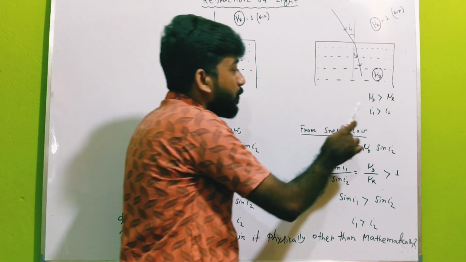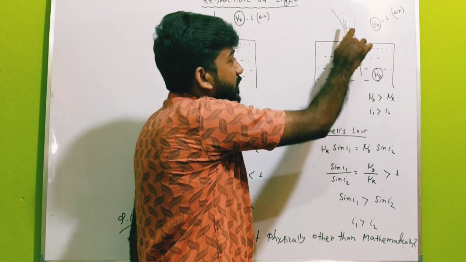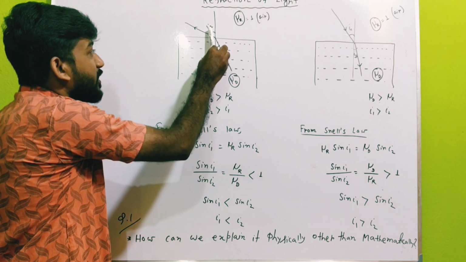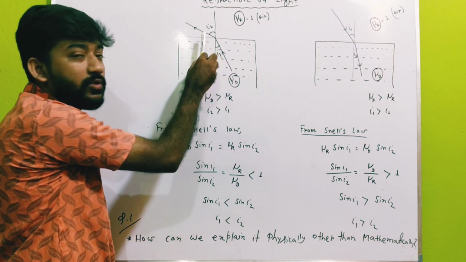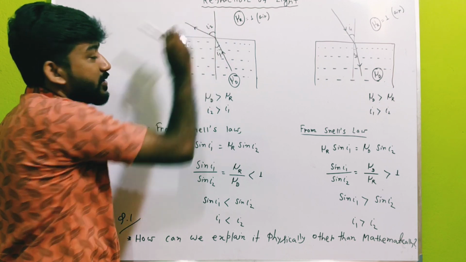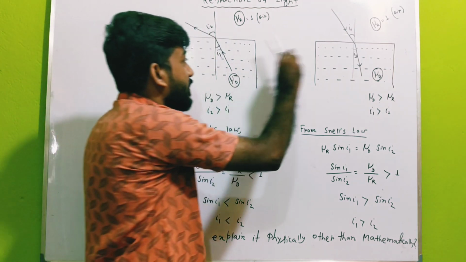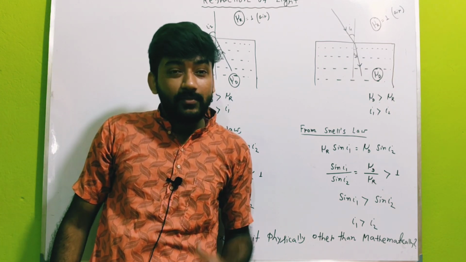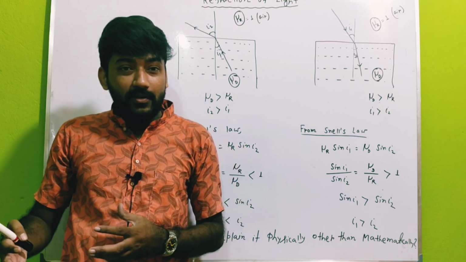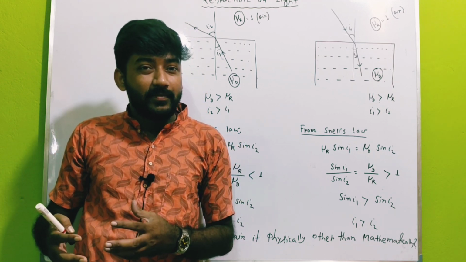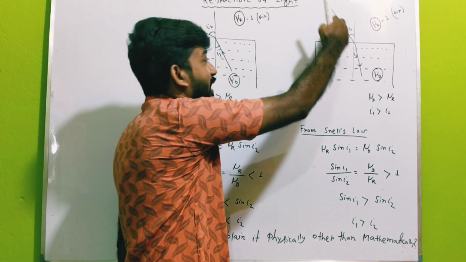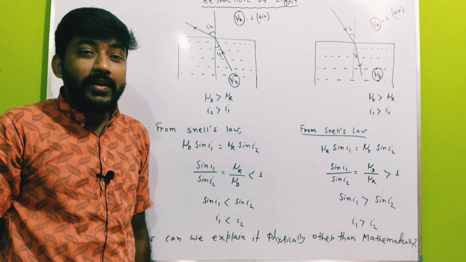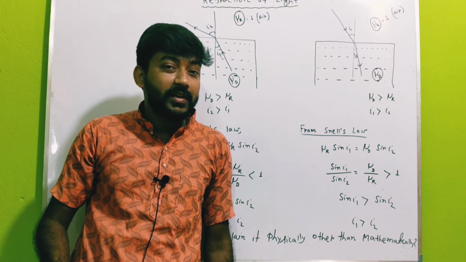So if we can prove that I1 is greater than I2, it will automatically prove that the light ray bends towards its normal. Similarly, if we can prove that I2 is greater than I1, it will automatically prove that the light ray bends away from the normal. First, let me discuss this mathematically using Snell's law. Then I will discuss the same thing with a physical example or a good analogy, so that you can realize why the light ray bends when it passes from one medium to another. That is why the important phenomenon of refraction occurs.